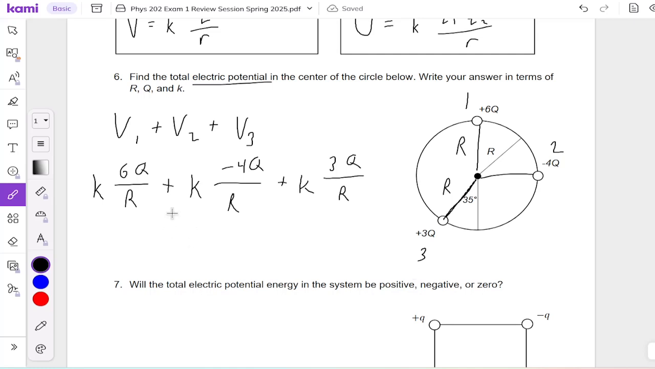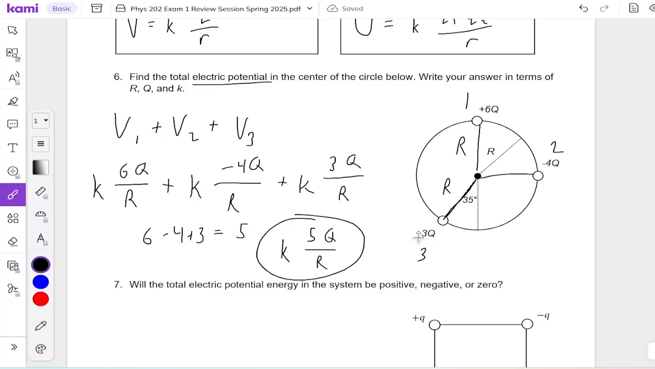So if I want to add these three up, hopefully you're good at adding fractions. Since all of these have R, all of these have K, all of these have Q, I'm literally doing 6 minus 4 plus 3, which is 5. So the final answer is K 5Q over R. Final answer. If you want to put the 5 out in front, you can.